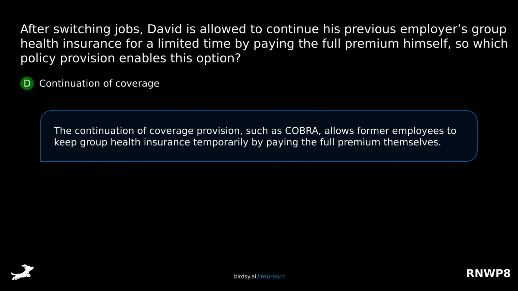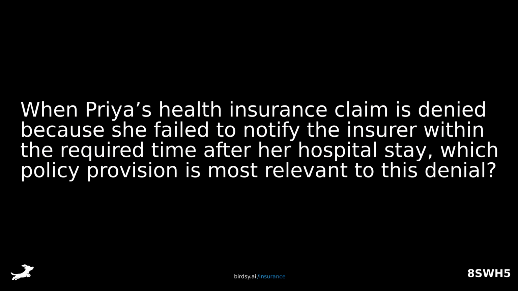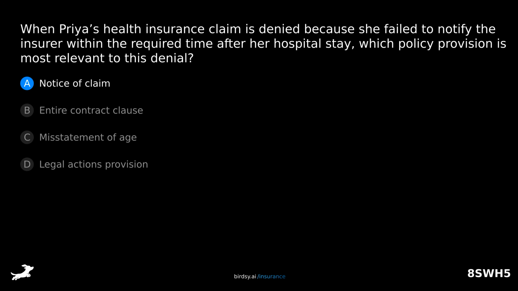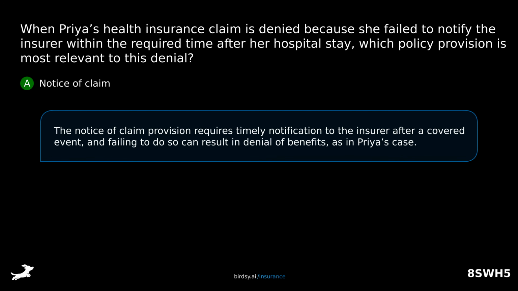The continuation of coverage provision, such as COBRA, allows former employees to keep group health insurance temporarily by paying the full premium themselves. When Priya's health insurance claim is denied because she failed to notify the insurer within the required time after her hospital stay, the most relevant policy provision to this denial is the notification provision. Is it A, notice of claim, B, entire contract clause, C, misstatement of age, or D, legal actions provision? The correct answer is A, notice of claim. The notice of claim provision requires timely notification to the insurer after a covered event, and failing to do so can result in denial of benefits, as in Priya's case.